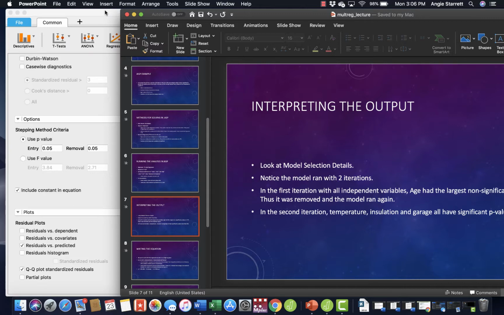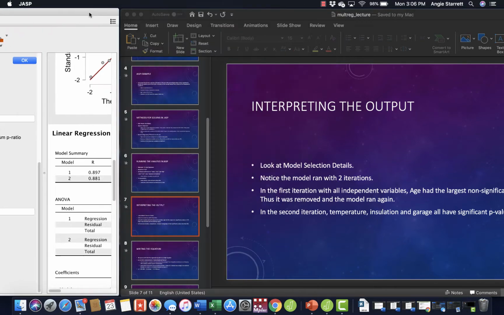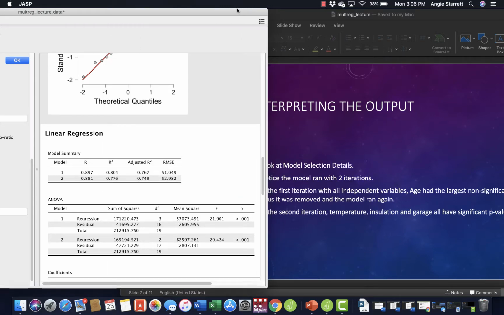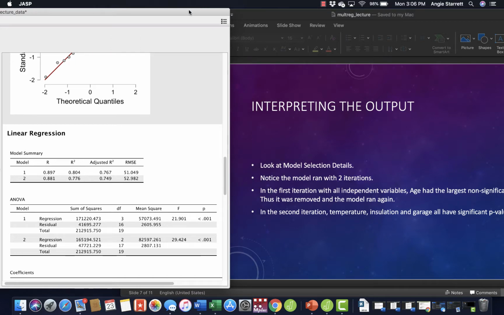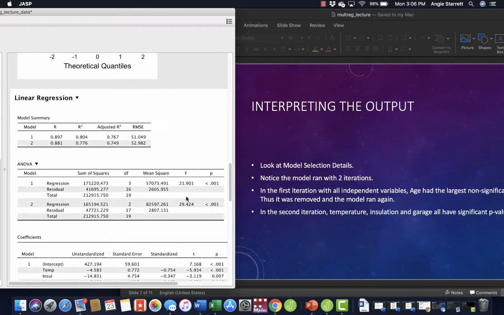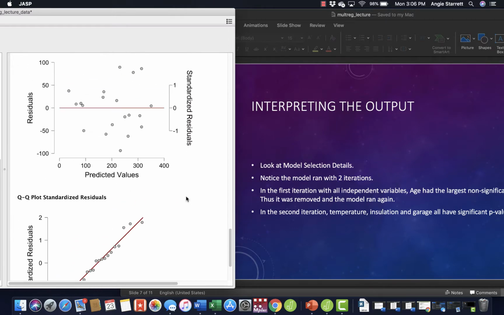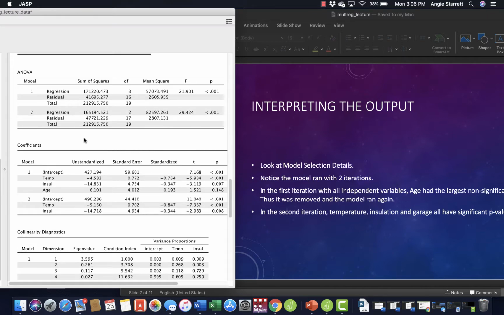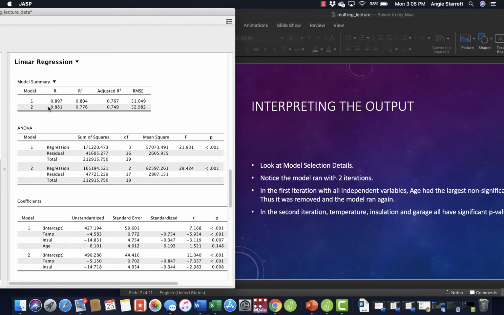Now we're going to look at our model details. I'm going to try to do split screen here. So here's all of our results. There's our two plots. We've got the collinearity diagnostics. We've got a coefficients table. We have an ANOVA, and we have a model summary.